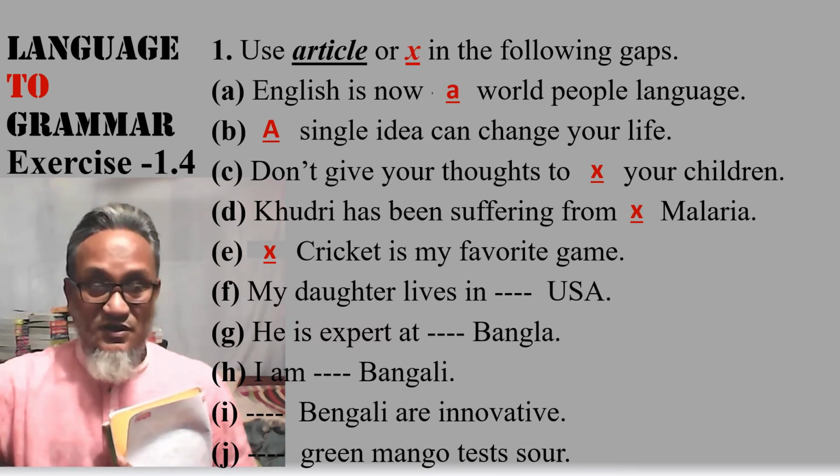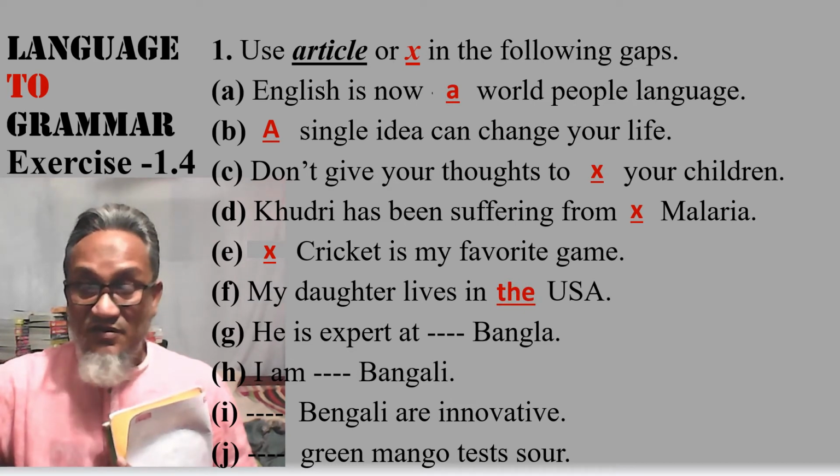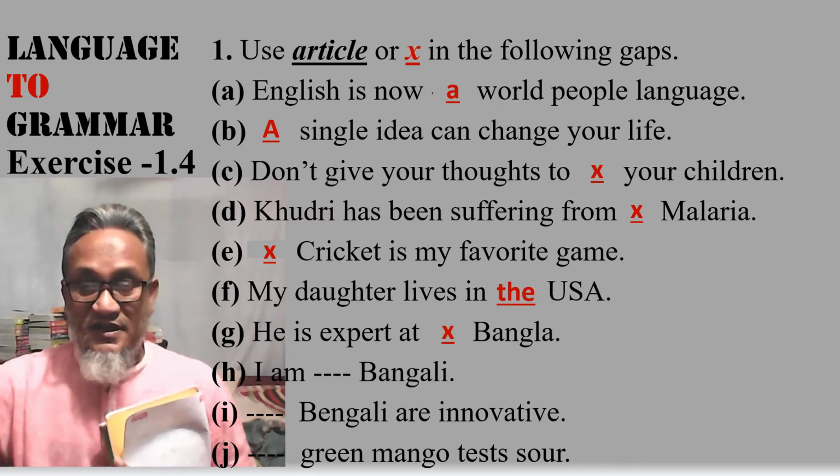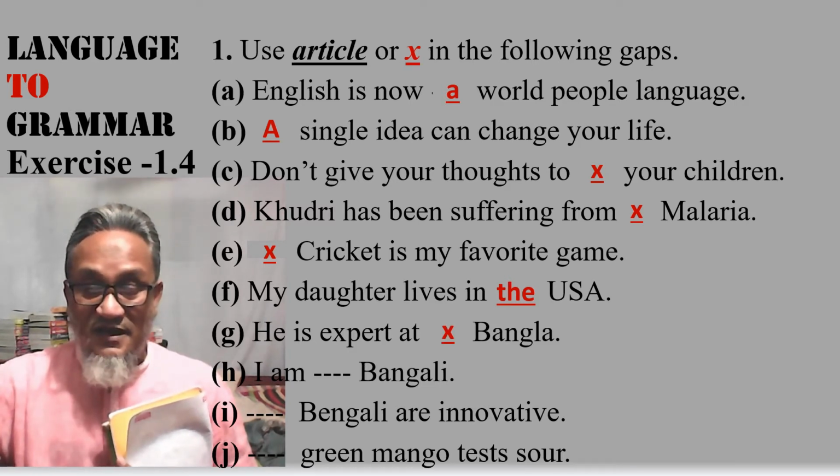My daughter lives in dash the UK, the abbreviation name. Before an abbreviated country name, we use the. And he is expert dash. It's a subject name. Before all academic names, uncountable, a or an is not used.